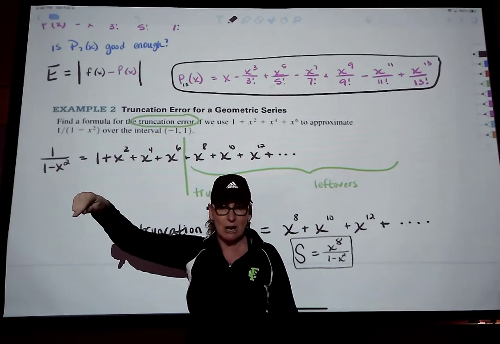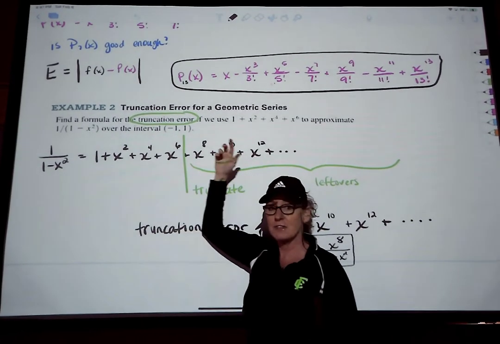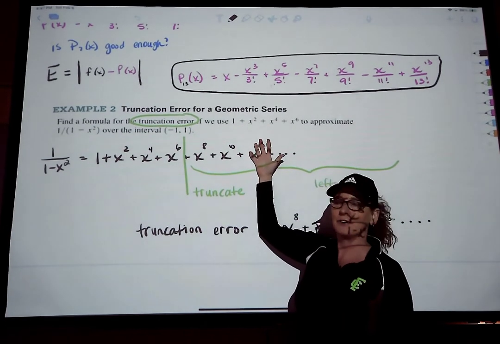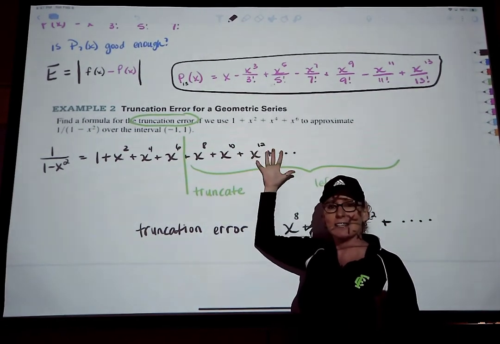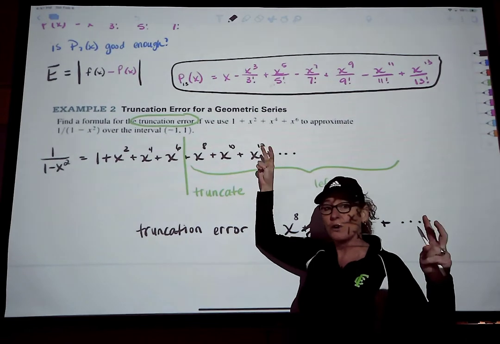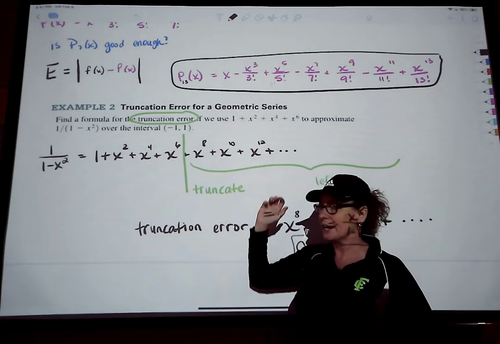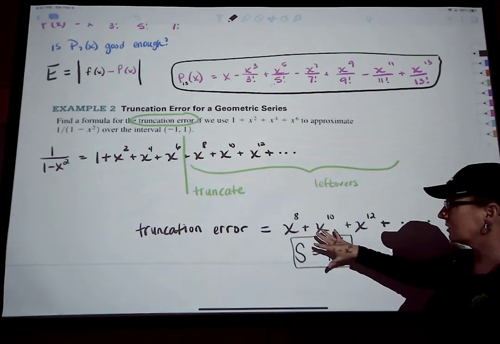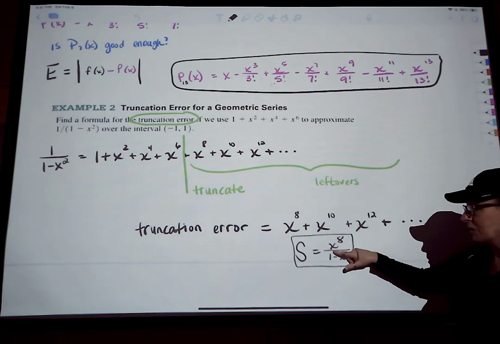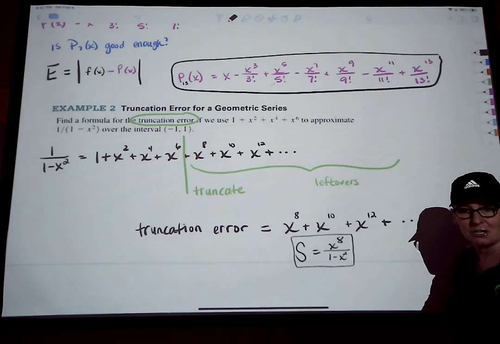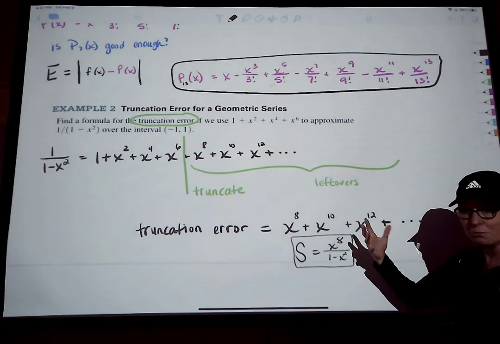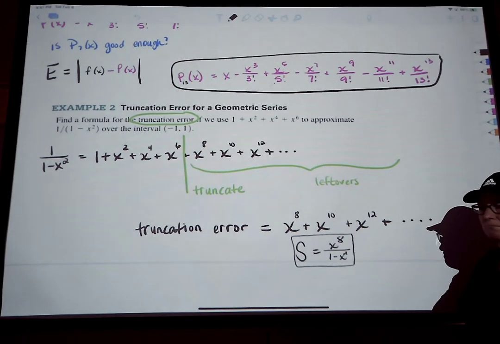How much will it be off? It's going to be off the amount that I cut off. So this is basically my error. The amount that I am ignoring is my error. It's called a truncation error. We wrote that as its own little series, and then we used just basic summation notation or summation formula to come up with that. Alrighty.